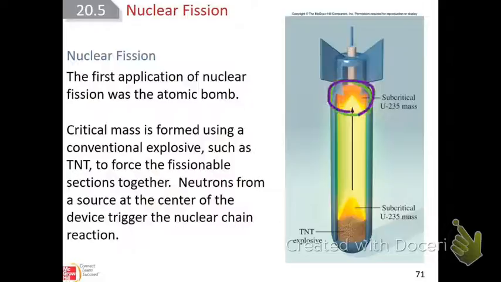Here's a piece of uranium right here. And you see that this piece right here fits nicely into right here. And neither one is big enough. So what they did is they took some TNT and they literally blew up this TNT so that it would force this to fit like a glove into that. So that when they join together, they make a critical mass of uranium.